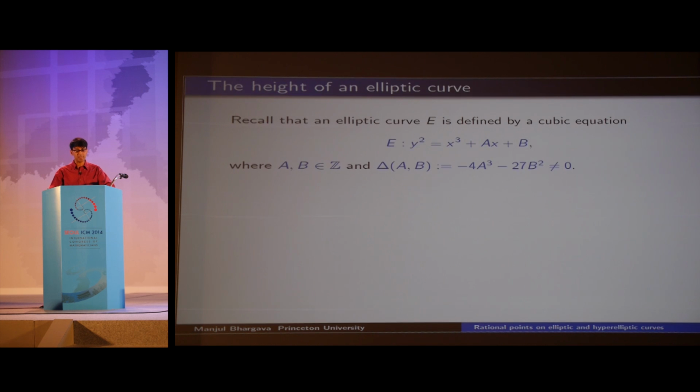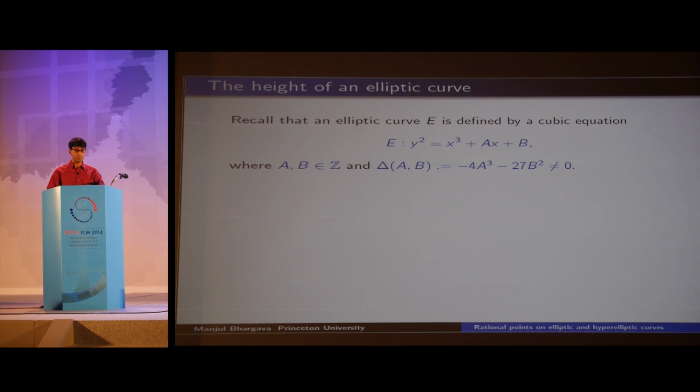So to ask this question more precisely, we want to know how we're going to sample elliptic curves at random. So recall that an elliptic curve E is defined by a cubic equation, y squared equals x cubed plus ax plus b, where a and b are integers. And remember, we always assume that x cubed plus ax plus b is square free. It has no multiple roots. And so its discriminant is non-zero. And the discriminant of x cubed plus ax plus b is minus 4a cubed minus 27b squared. So that we can assume is non-zero.